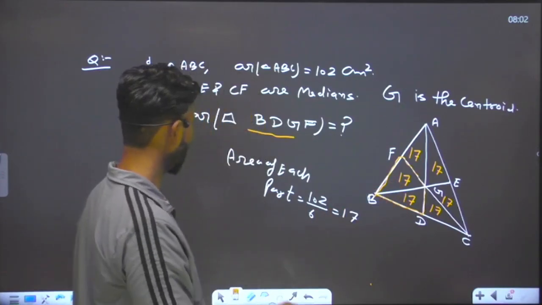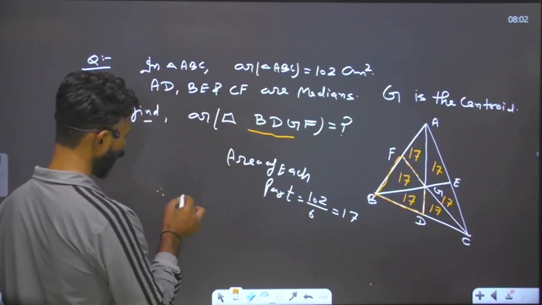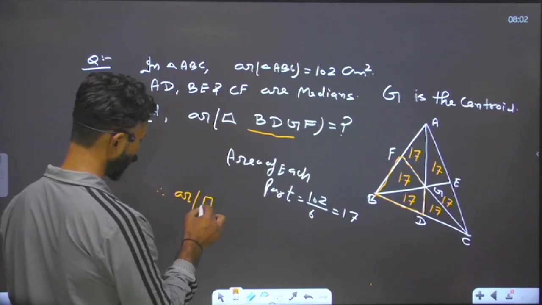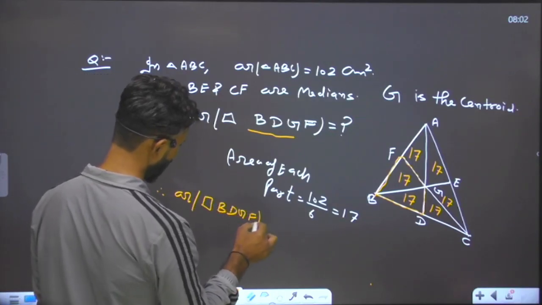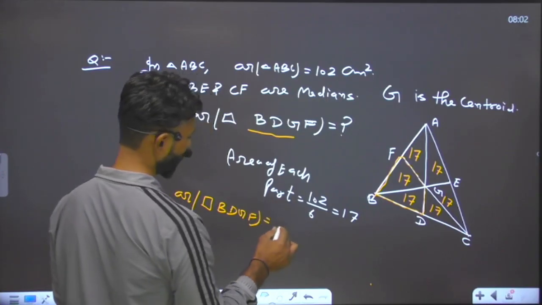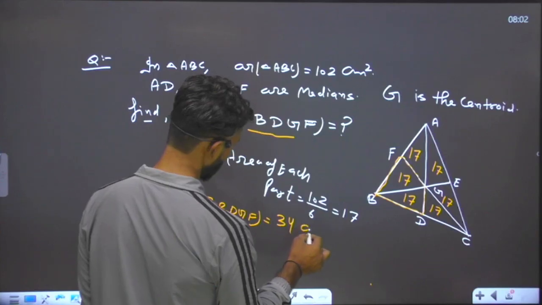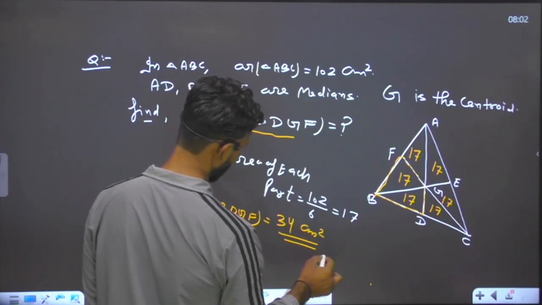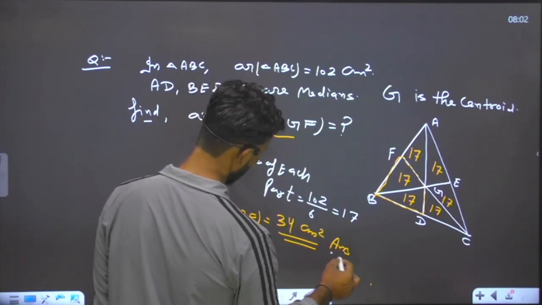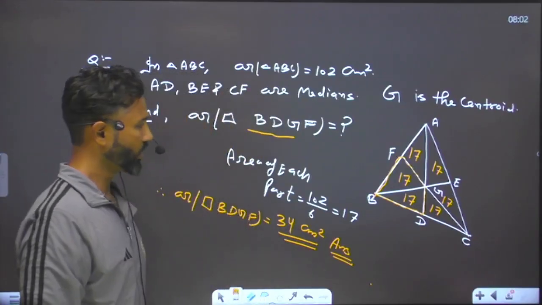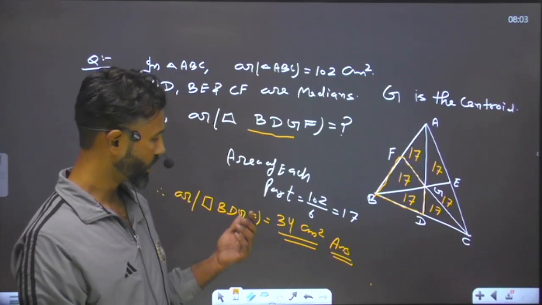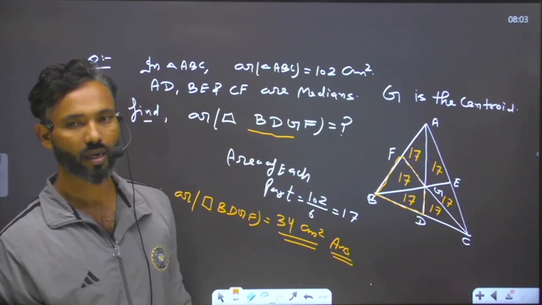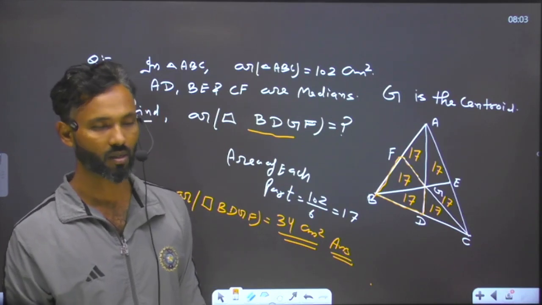So we can say that the area of quadrilateral BDGF is equal to 17 and 17. It is 34 centimeter square. This is the area of quadrilateral BDGF. Got it? So it is quite easy. The question was easy, and it has been asked in one of the SSC exams.